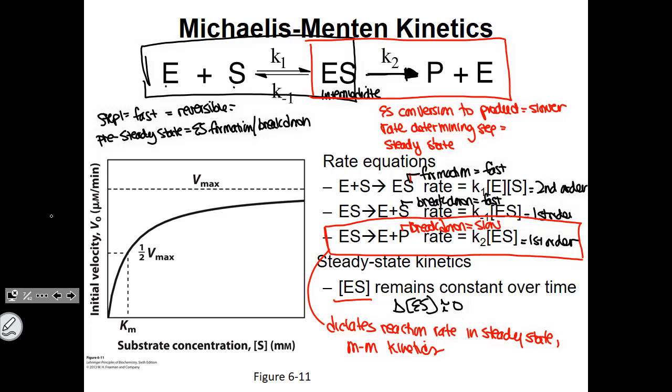You may notice that there's no K minus 2. All right, so there's no K minus 2, again, because we're looking at V naught, or the initial velocity. And because we're looking at initial velocity, you can assume that no products are generated. If no products are generated, then we can't convert products back to ES. All right, so that's why there's no K minus 2.